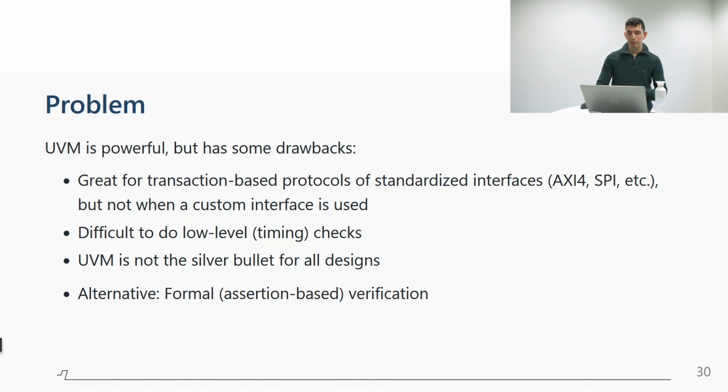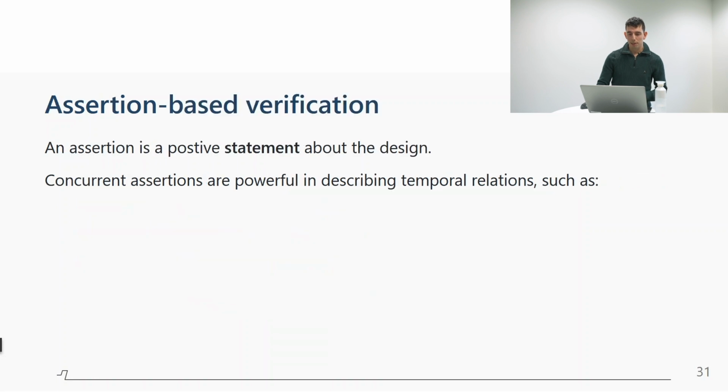To explain a bit more about assertion-based verification, first, what is an assertion? An assertion is a positive statement about your design, and the statement should always hold. Mostly concurrent assertions are interesting because they are active all the time during your test. They're very powerful in describing temporal relations. I'll show you a few examples.